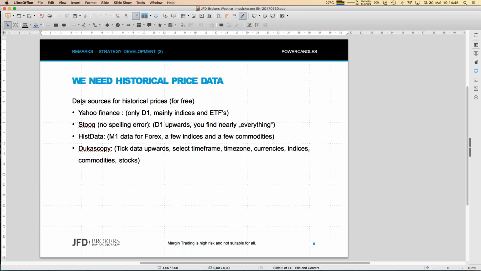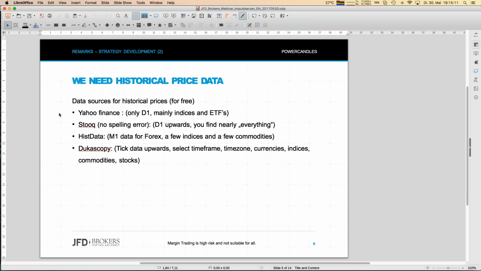So let's go through the list. The first one is Yahoo Finance, because there you can have a lot of D1, so daily based data, and you will find mainly indices, and if that is of interest for you as well, you will find ETFs there as well, but D1 and not intraday data.